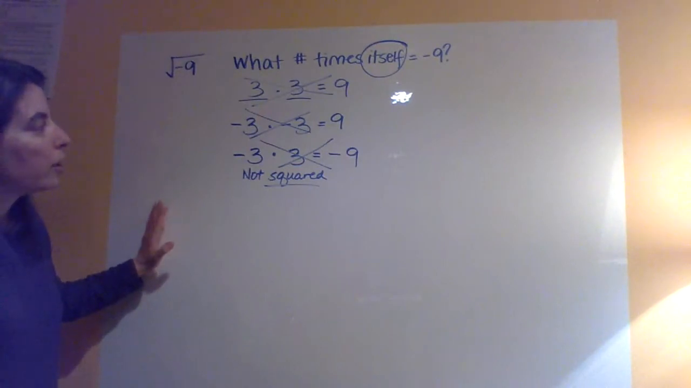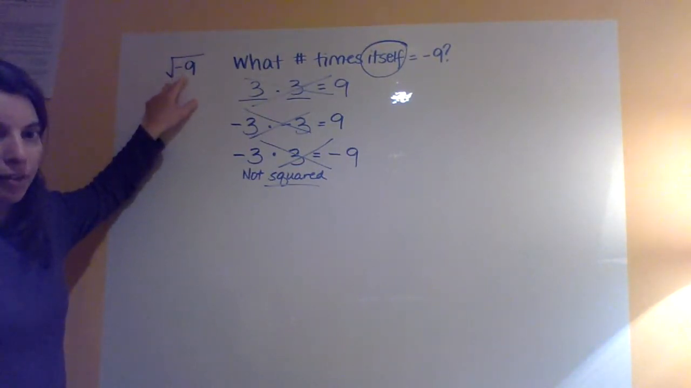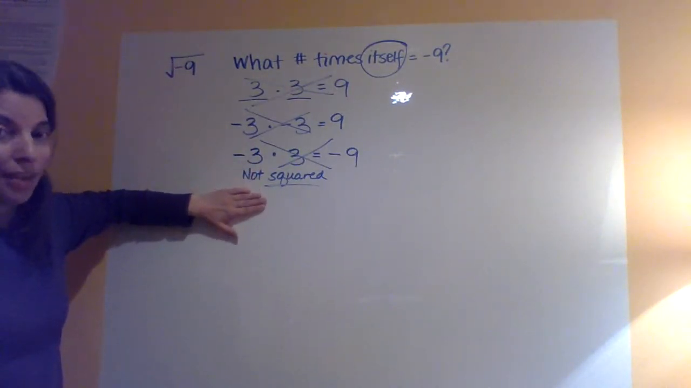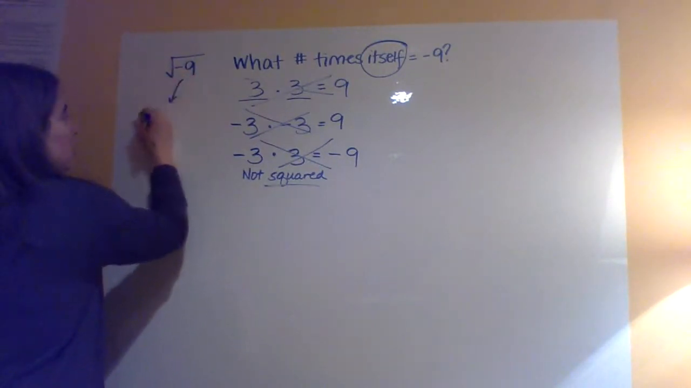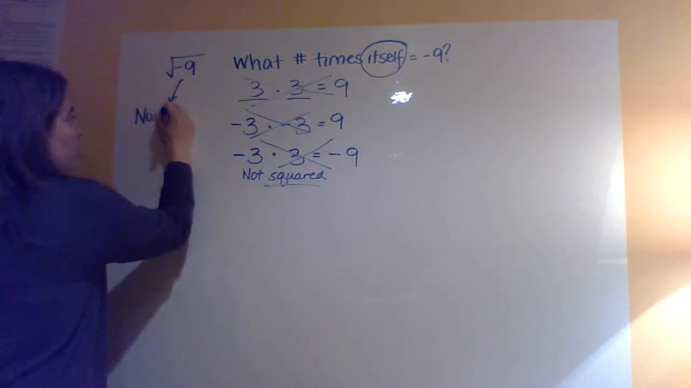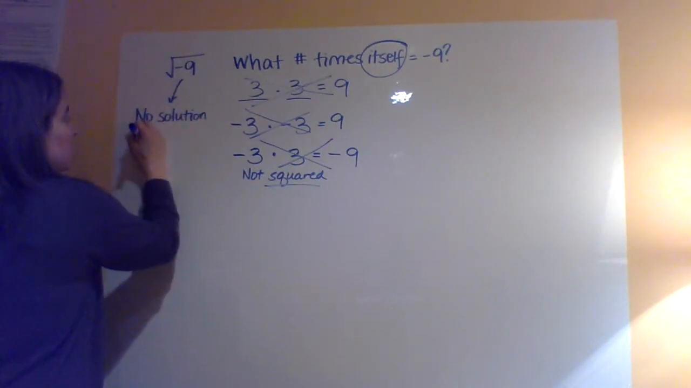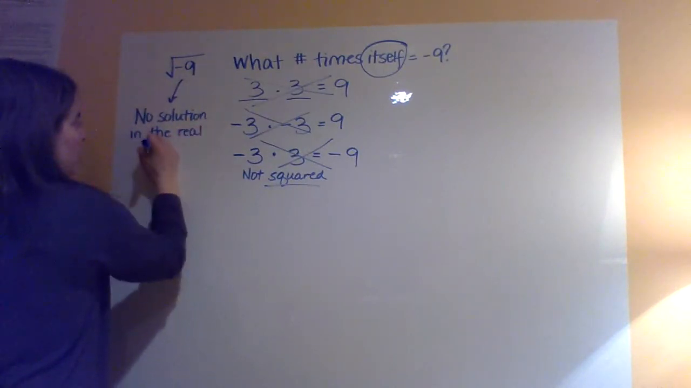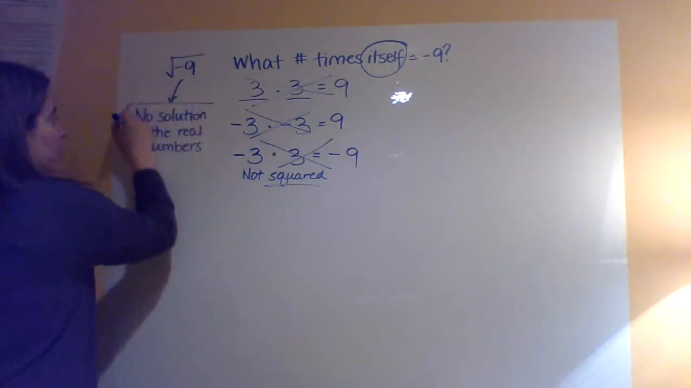So we come to the conclusion that there is no way to take the square root of negative 9, because to get the negative, my numbers would have to have two different signs, and then they're not the same number. So we say for this one that there's no solution in the real numbers.